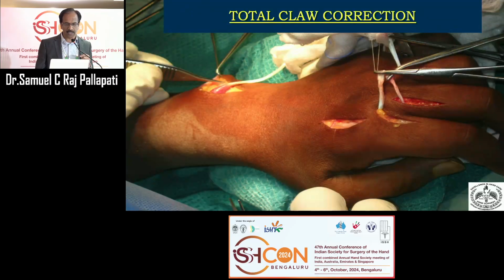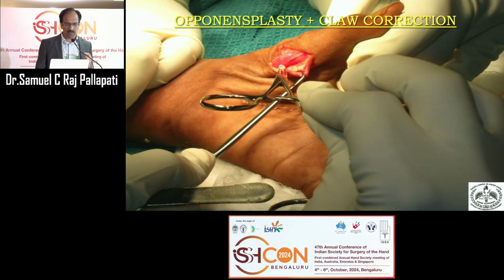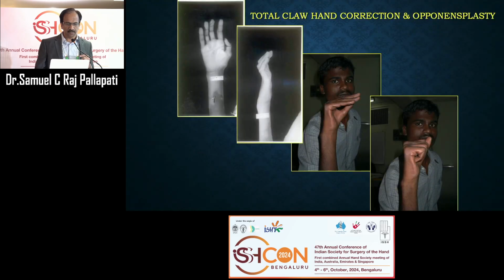So there's a claw hand. When you have both median and ulnar nerve involvement, you can do total claw hand correction, including opponensplasty, like in this patient. Preoperatively you have total claw, and then claw corrected and opponensplasty done.